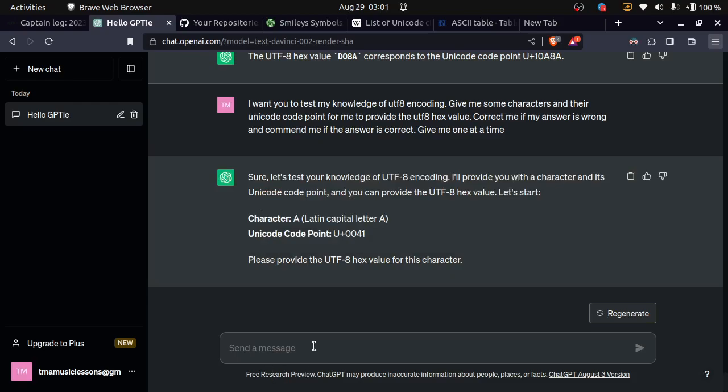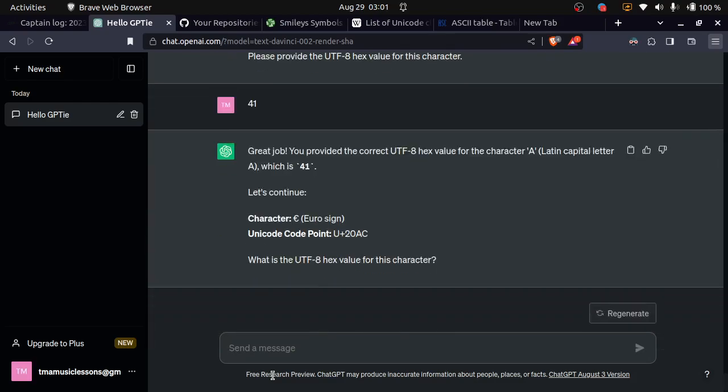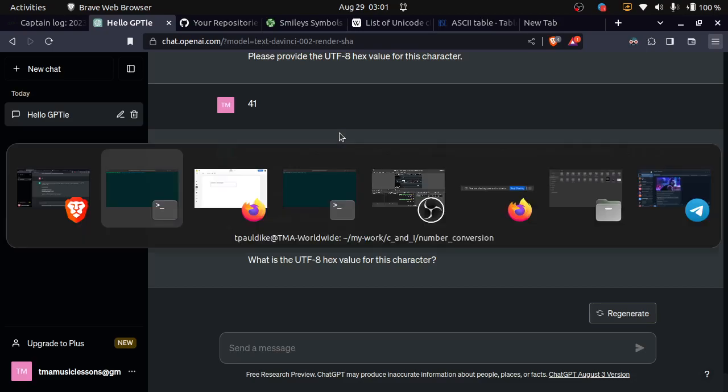Okay, so the hexadecimal value is 4 1. ChatGPT, hex number 41. You provided the correct UTF hex value. Right, so let's continue. Euro sign. Guys, you're making progress. I will explain what I did wrong in the other one. Let me do this one.